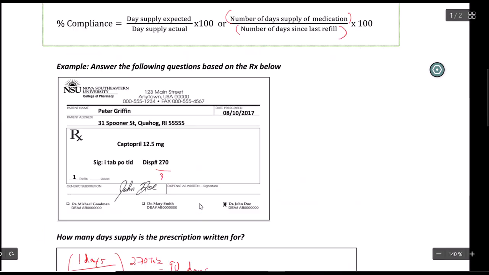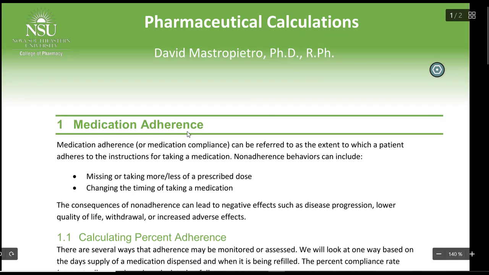Okay, so that's pharmaceutical calculations with medication adherence rate or compliance rate.